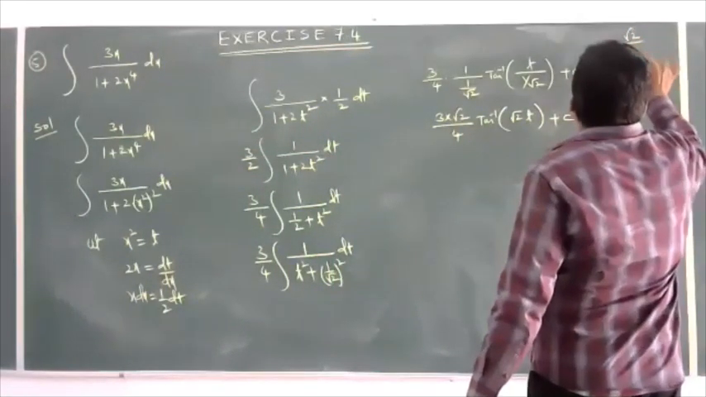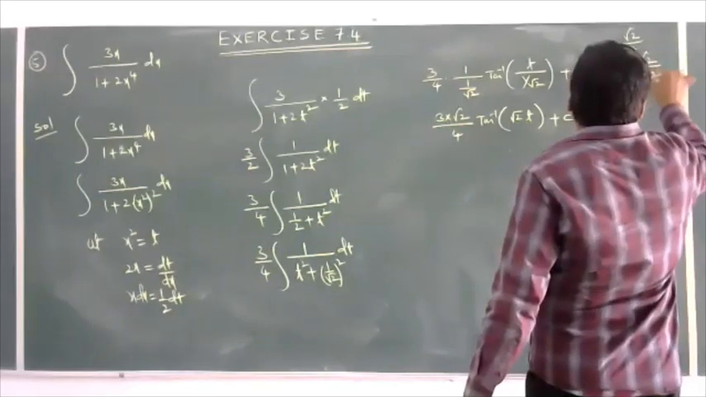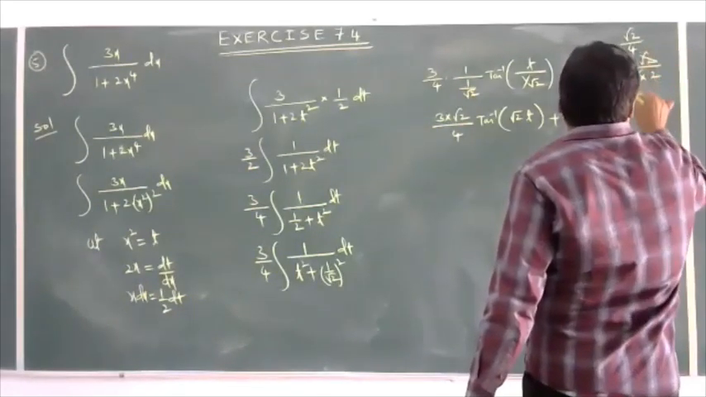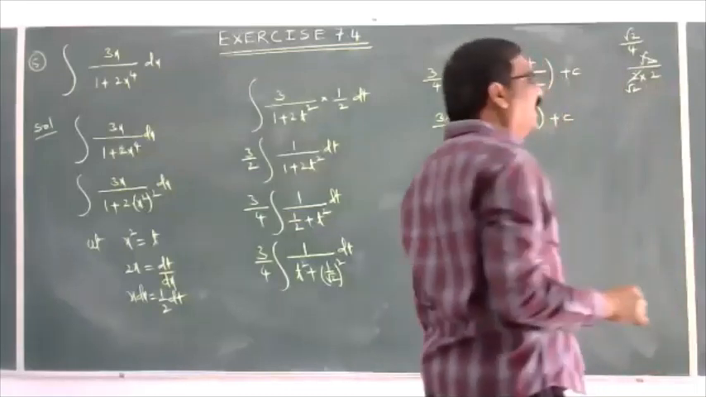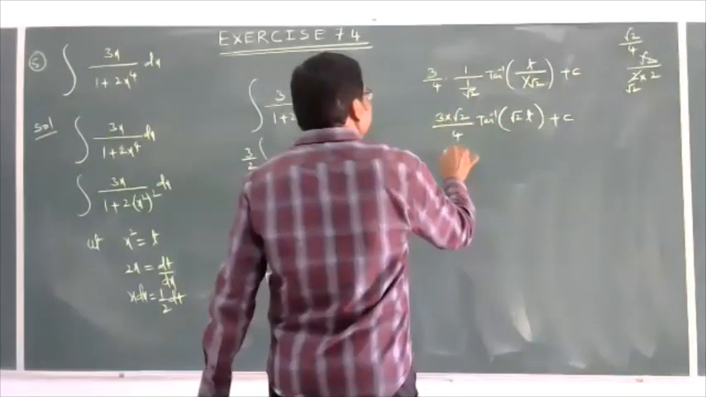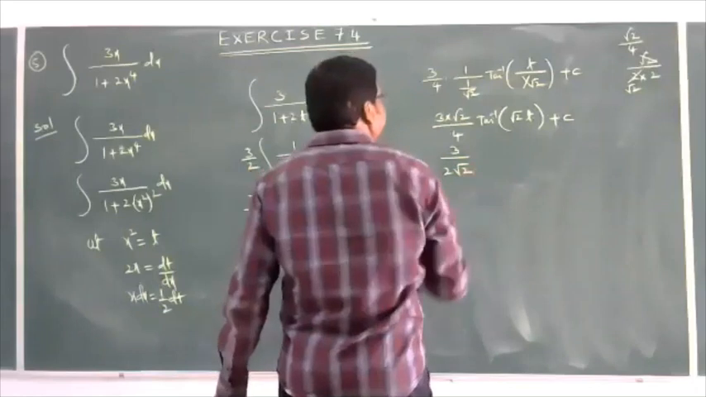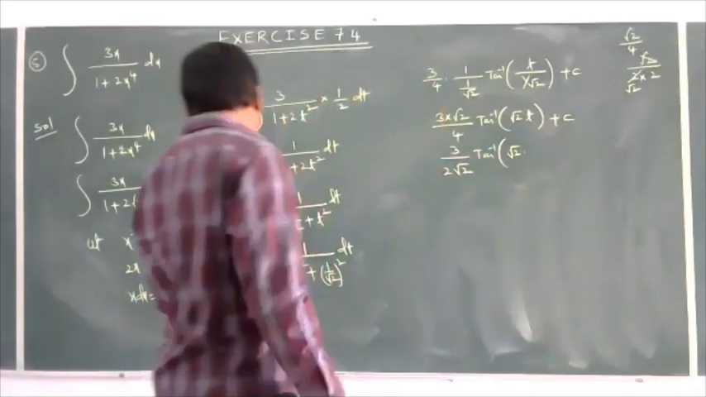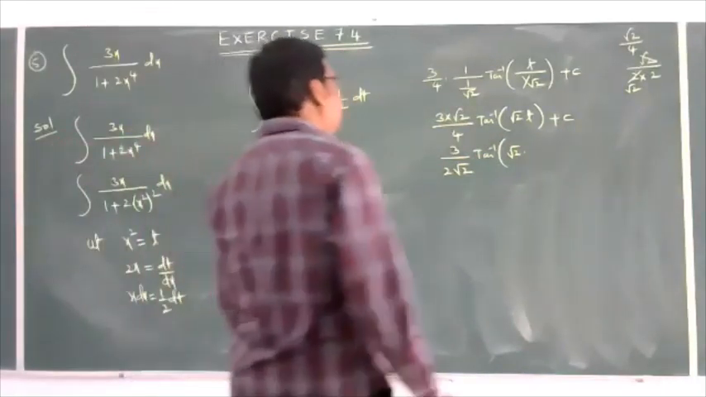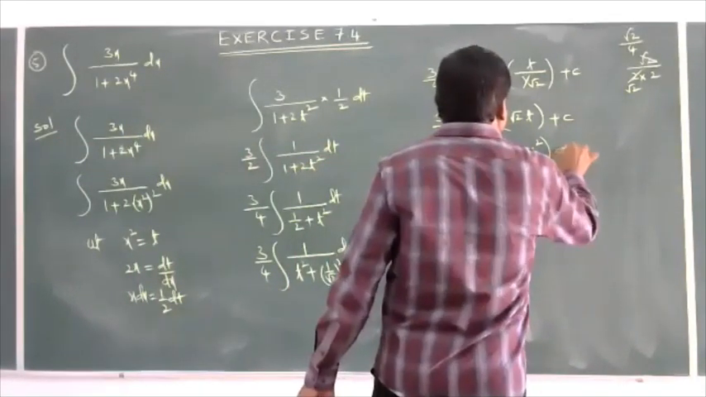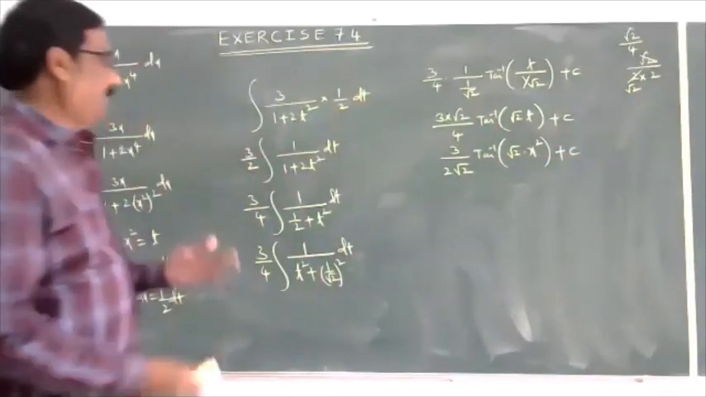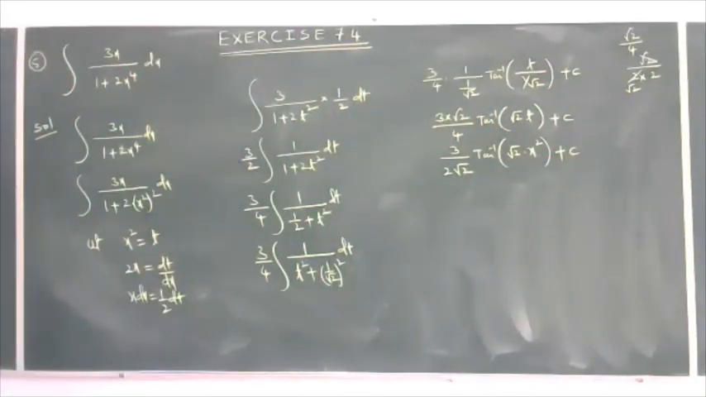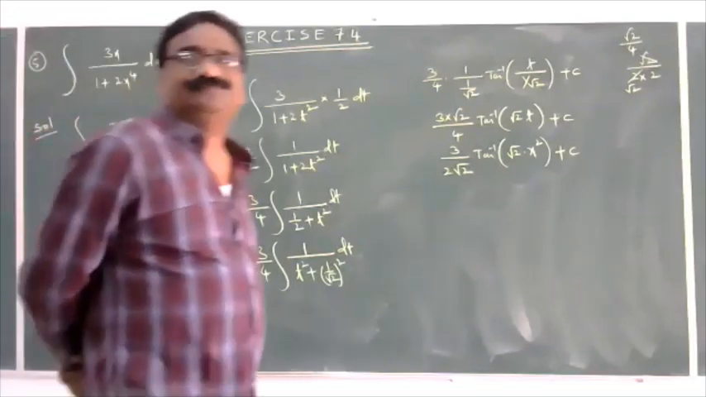Root 2 by 4 means root 2 by 4 is 2 into 2. Root 2 into root 2 times, that is 1 by 2 root 2. That is 3 by 2 root 2 into tan inverse of root 2 into, what is t here? x square. That is root 2 x square plus c. 3 by 2 root 2 into tan inverse of root 2 x square plus c.